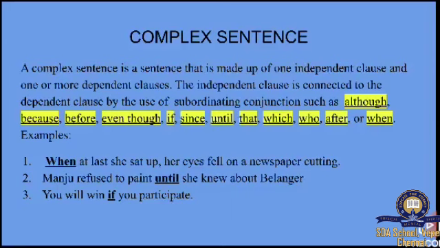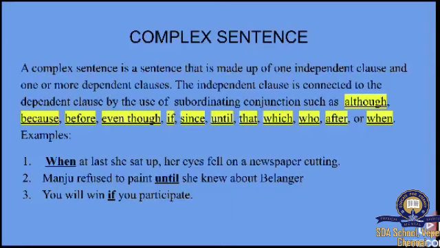Here we see that the second part is an independent clause. It can stand alone. Her eyes fell on a newspaper cutting. This can stand alone, but the other part, at last she sat up, is a dependent clause. It can't stand alone. It doesn't make meaning when we say at last she sat up.